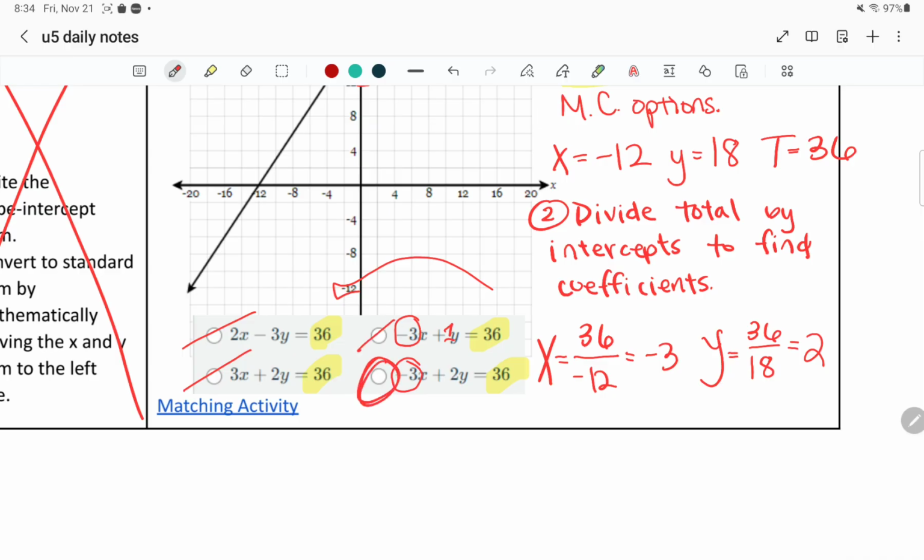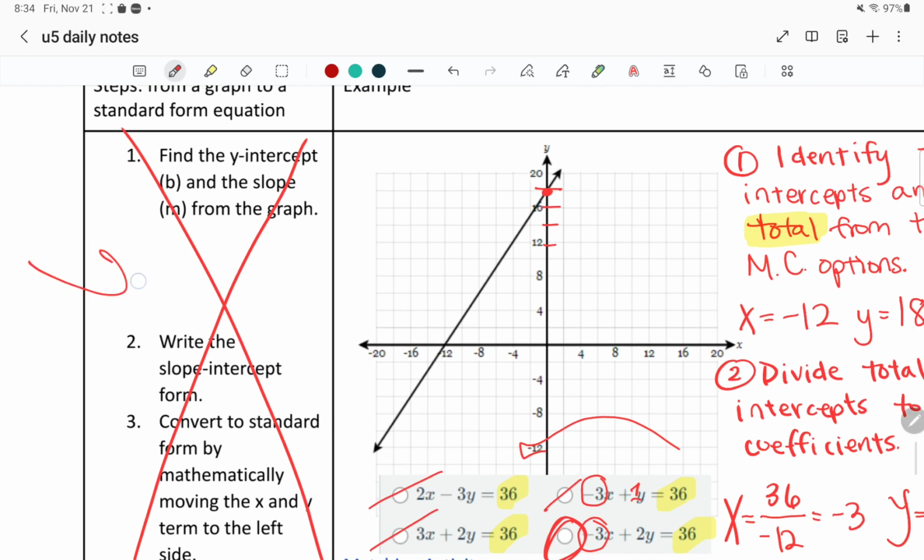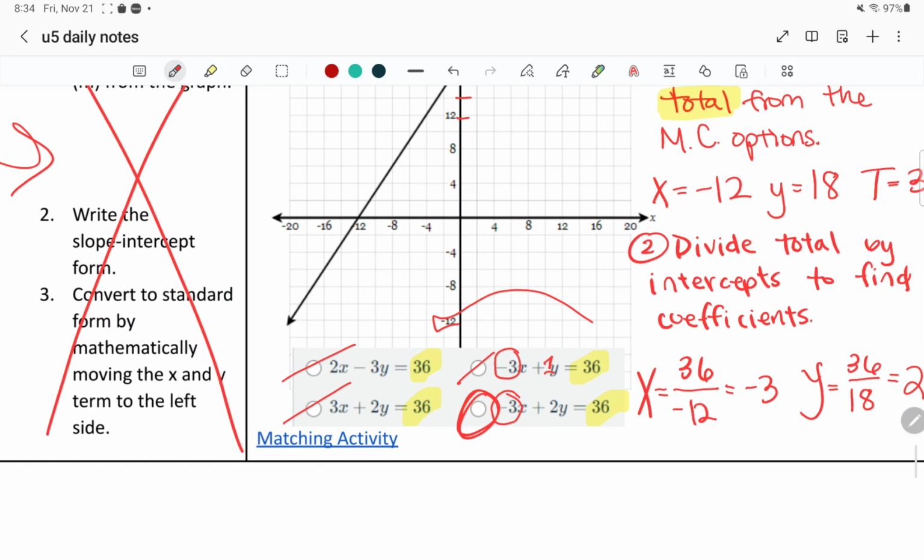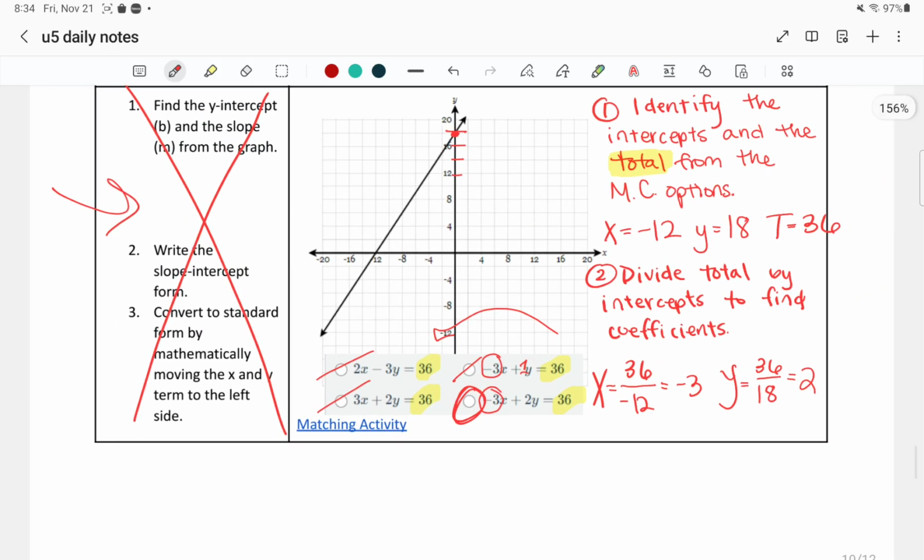Okay. You can absolutely try it this way. I think Delta Math shows it this way. Like I said, it's a little bit more work. So just to recap what we did, for step 1 we found where the intercepts were and we said 36 was the total in every single option. And then step 2 was we reverted back to find our coefficients. We divided 36 both times by our intercepts to get -3 and 2, and those matched with our last option.